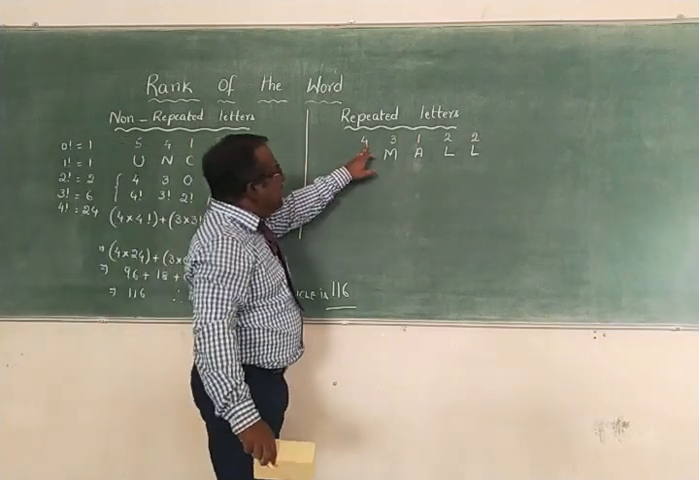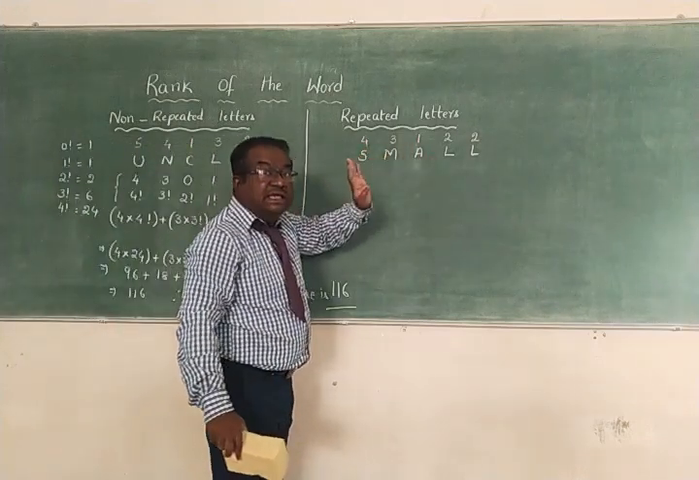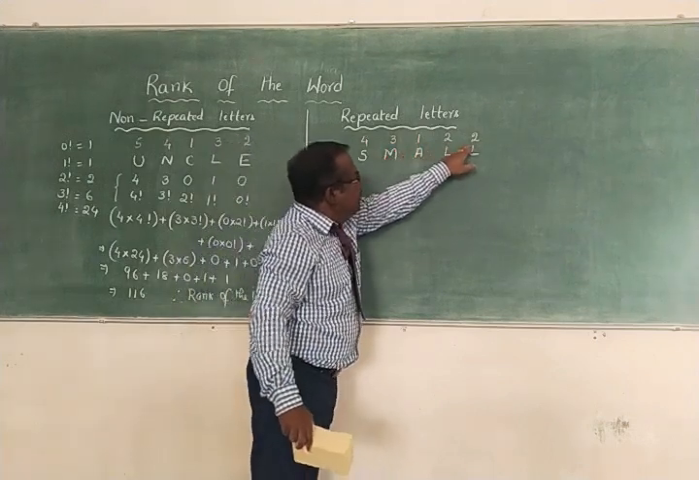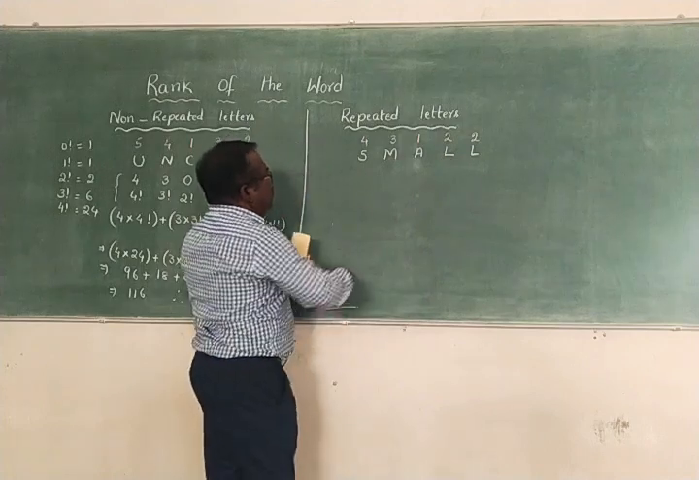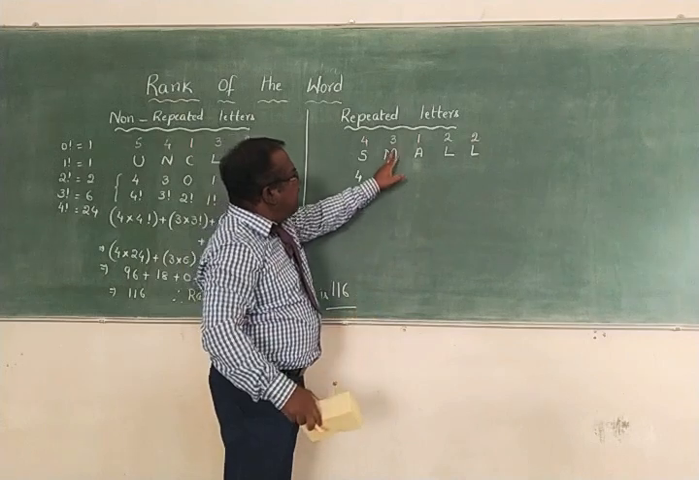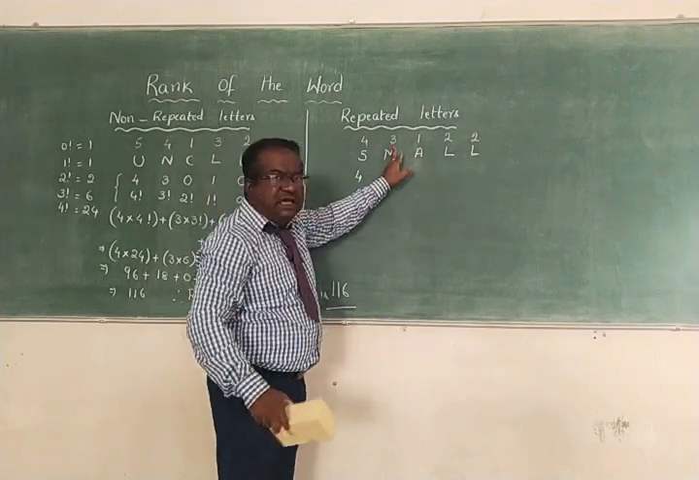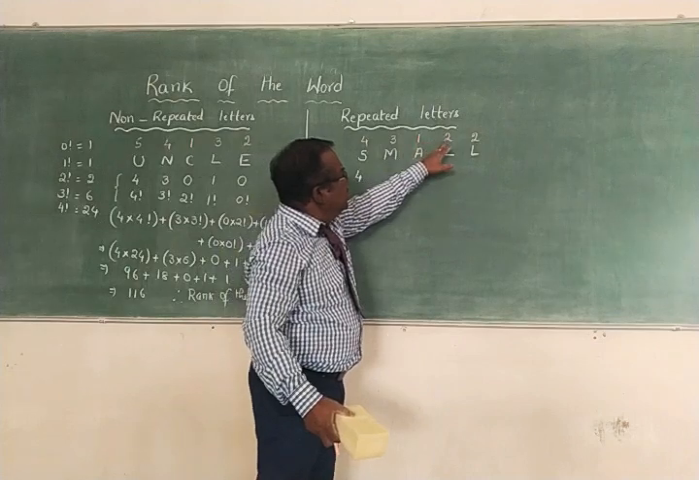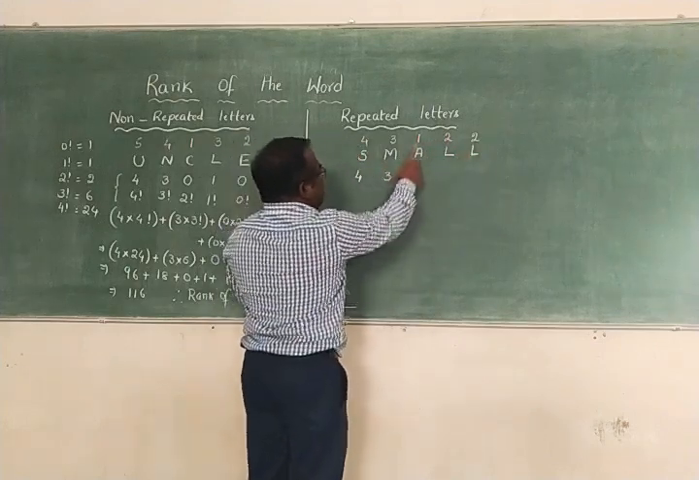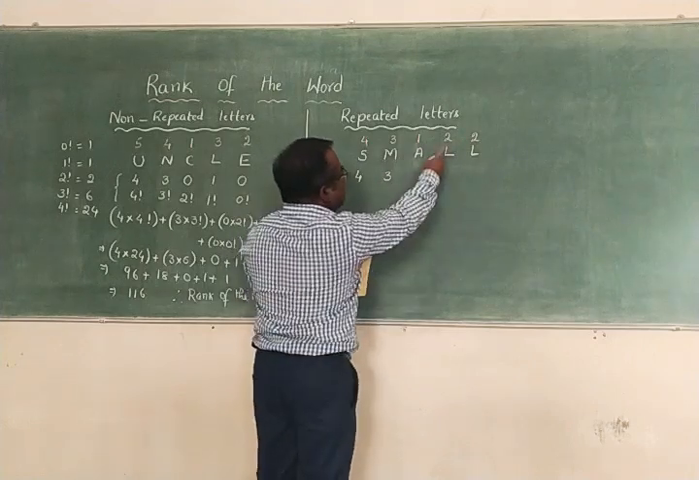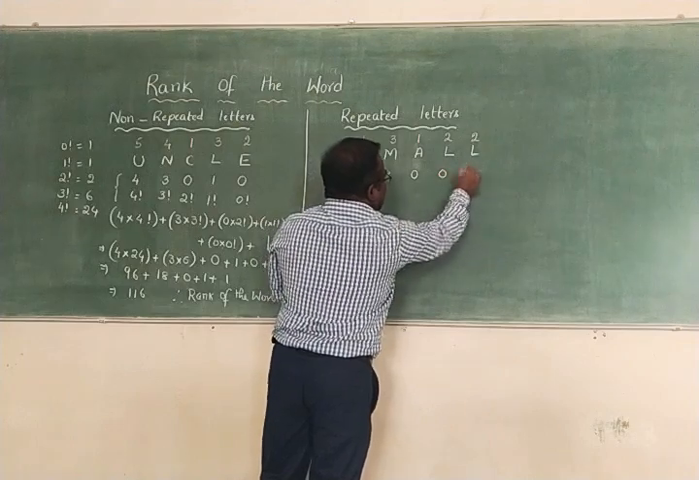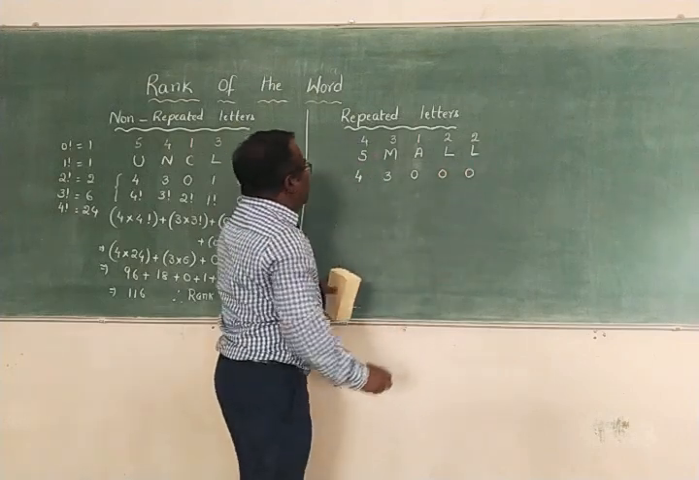Just look here, less than 4 on the right side, 1, 2, 3, 4. There are 4, so we can write it as 4, children. Now less than 3 on the right side, 1, 2, 3. So we can write it here as 3. Less than 1, nothing will be there, so 0. Less than 2 also 0.